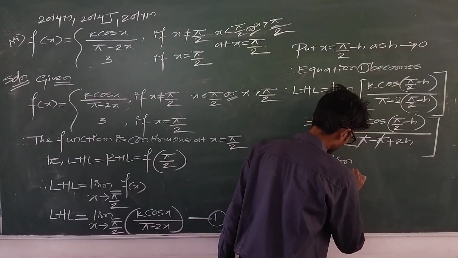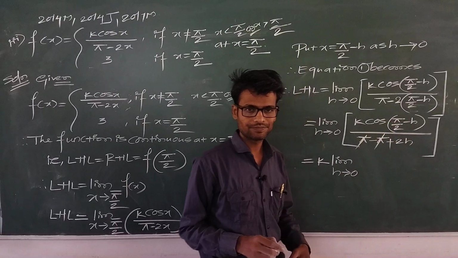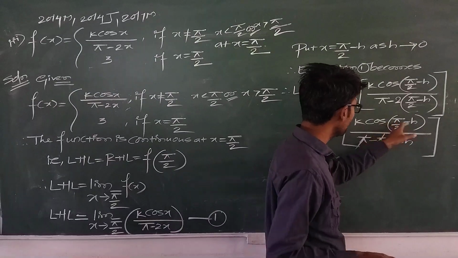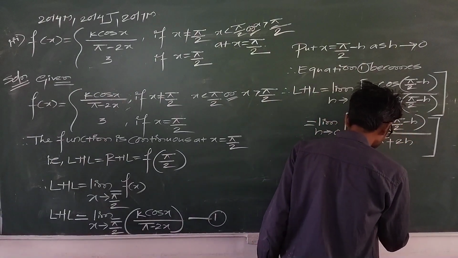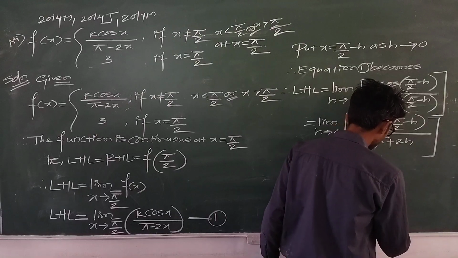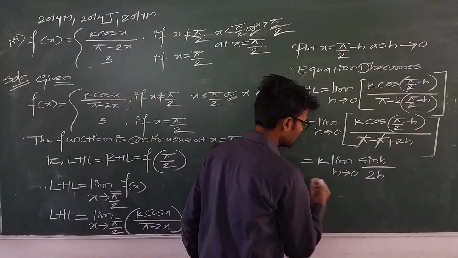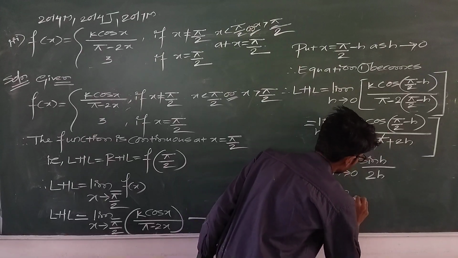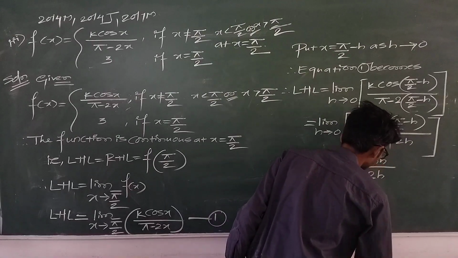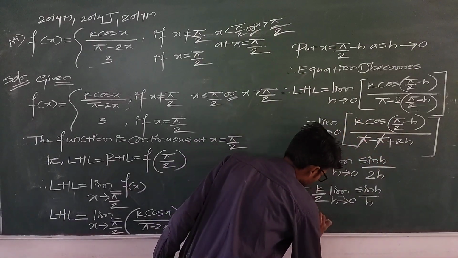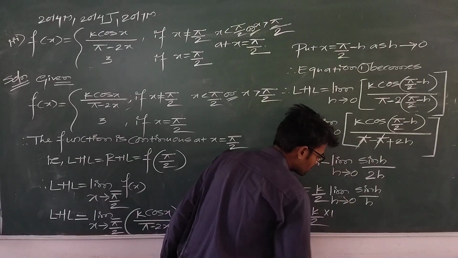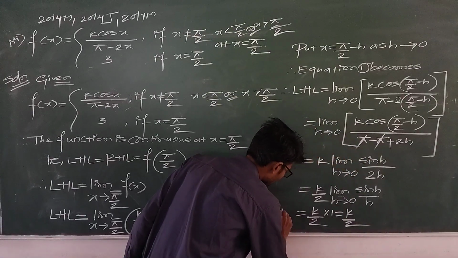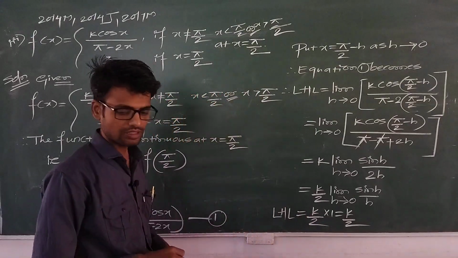Limit of h tends to 0, you write as it is. Now see, cos of 90 minus theta is what? Sin theta. So cos of 90 minus h is sin h. It is sin h divided by 2h. Now you take a 2 outside, it becomes k by 2, limit of h tends to 0, sin h divided by h. So this is equal to k by 2 times limit of h tends to 0 of sin h divided by h, whose value is 1. So k by 2 into 1 is k by 2. This is the value of the left hand limit.